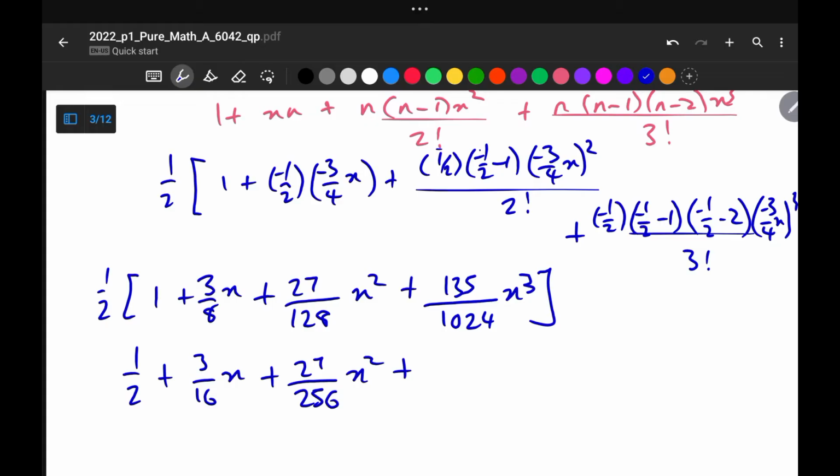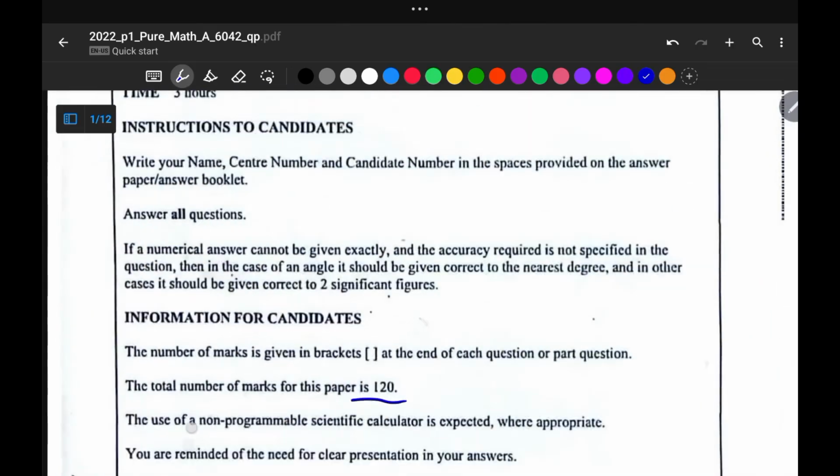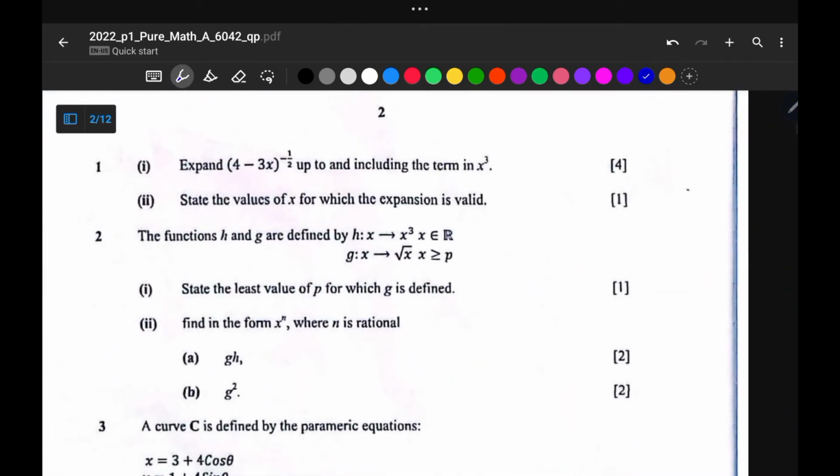This gives us 135 divided by 2048 x cubed. So this is our final answer for the first part of question number 1. So let us move on to the next part of our question, which says state the values of x.